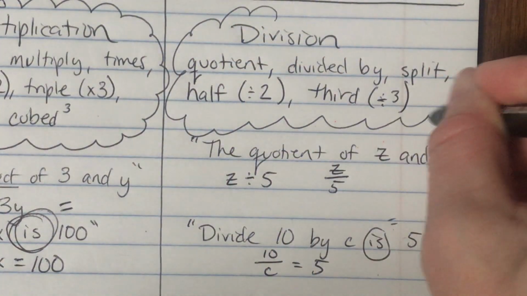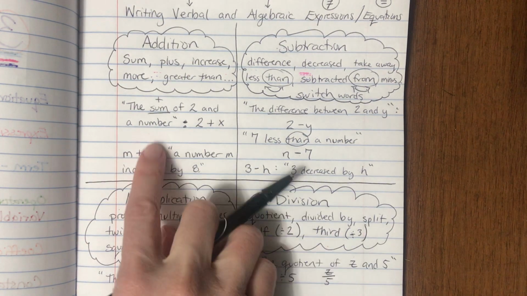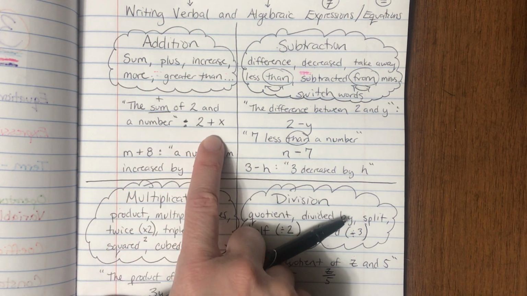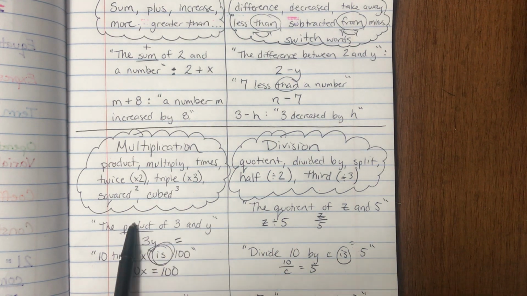So what you're going to practice over the next couple days is using these words that we have now highlighted to write sentences, either verbal sentences with words or mathematical sentences with symbols, in order to translate between words and symbols.